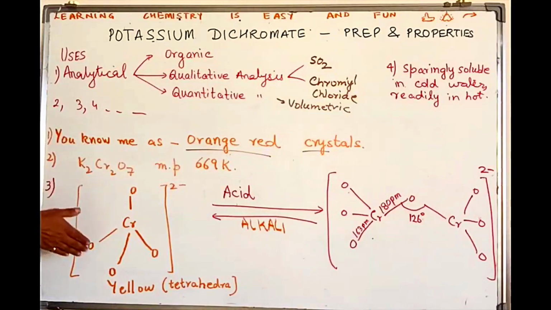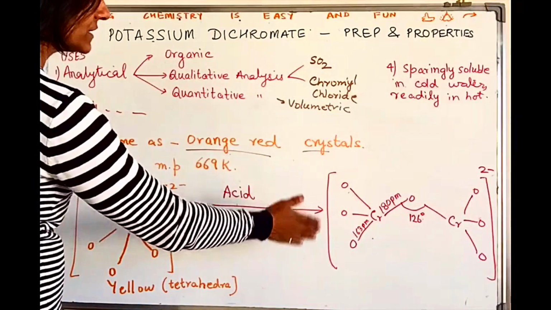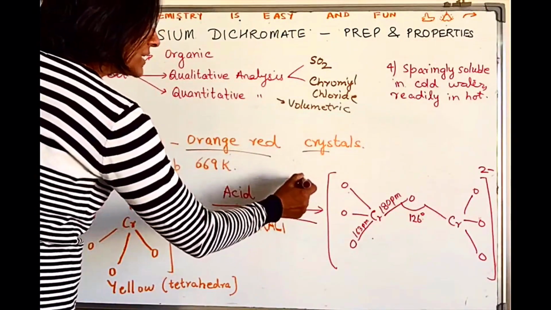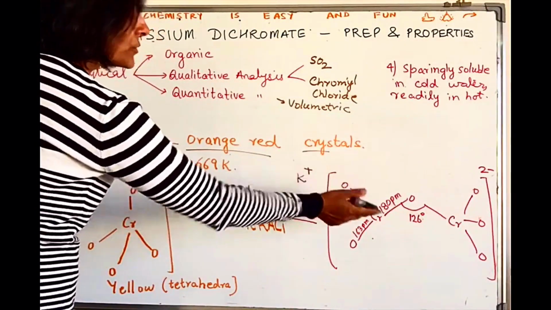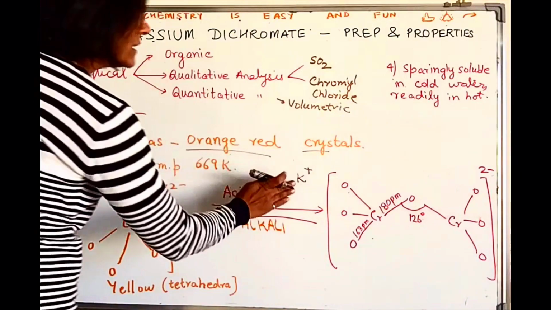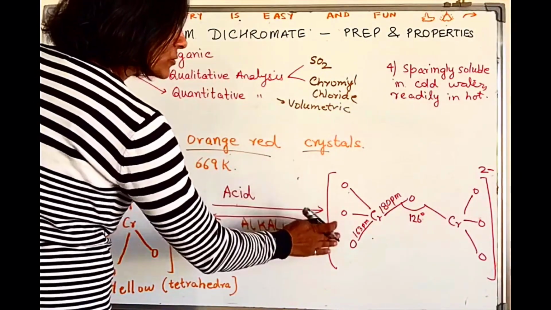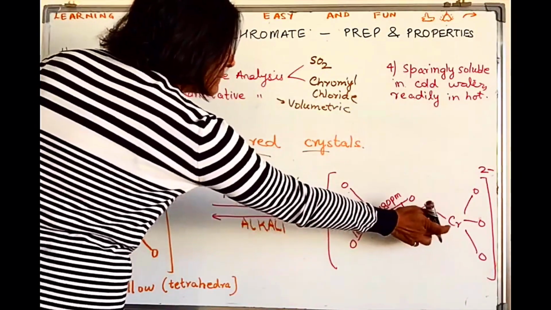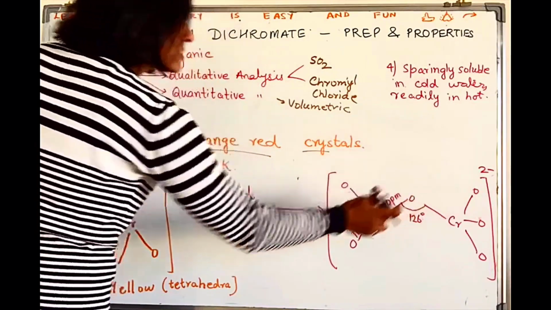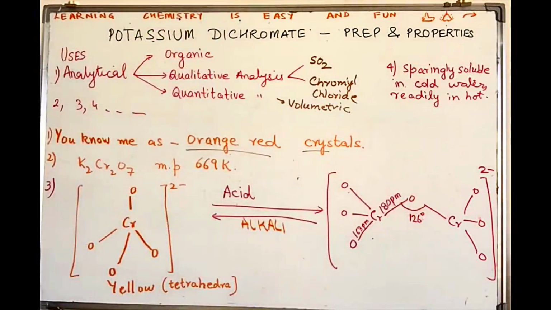Something interesting about potassium dichromate: we've got the dichromate ions and the potassium ions surrounding it, just like in an ionically bonded compound. If you see the structure of dichromate, there are 2 chromium atoms, 3 oxygens on each, and 1 oxygen acting as a bridge.